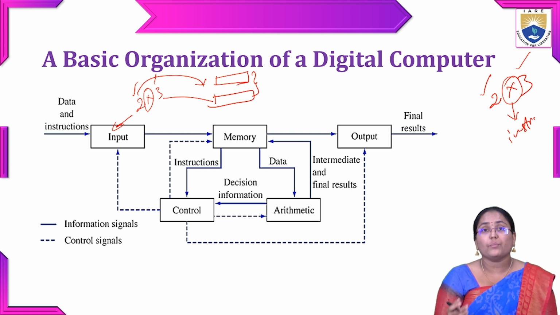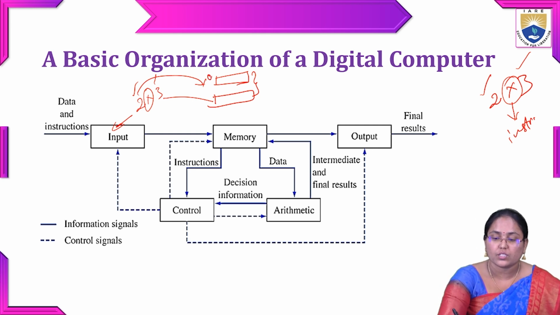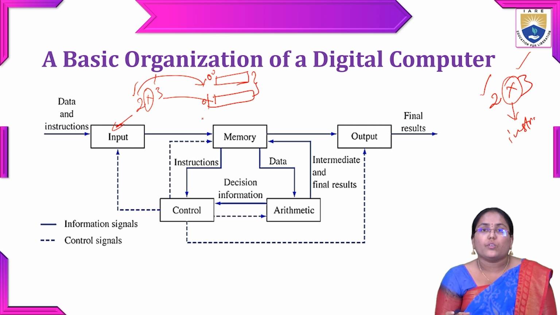These are nothing but the memory location. Memory location means it will have its own address, and I need to store the data in a particular place. For example, this memory location is 0, 0. This is 0, 1. I need to store it in the particular memory location. Once it is stored, then I will be processing it.